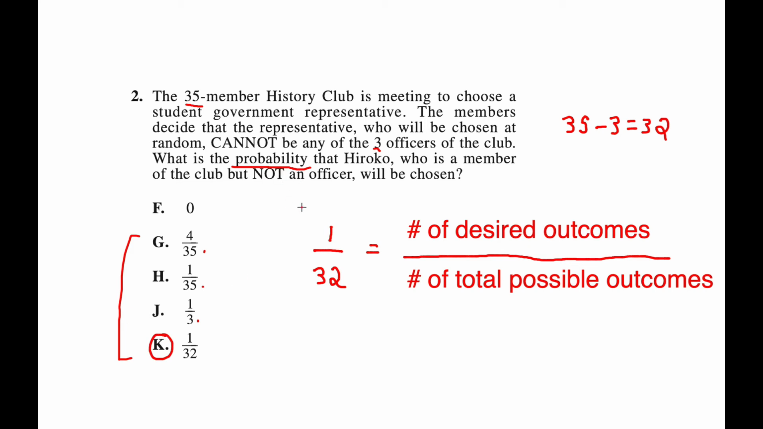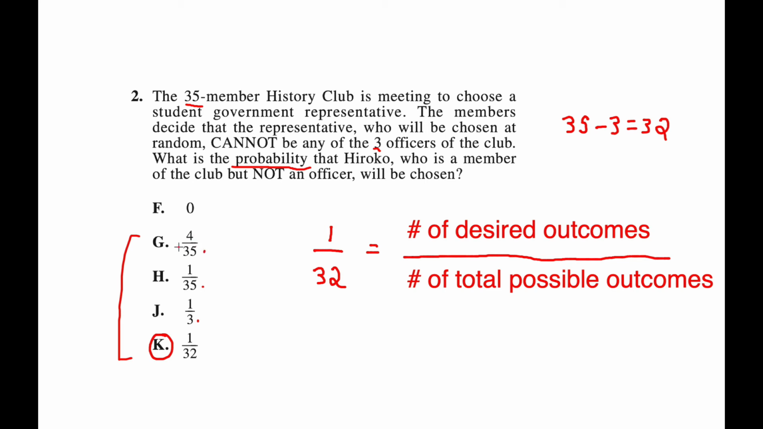Let's look at the wrong answers now. So for 0, this could reflect the mistake of thinking that Hiroko is actually an officer. And since we're told that the representative cannot be an officer, then the probability that he would be elected would be 0. For G, this seems to reflect a couple different mistakes.